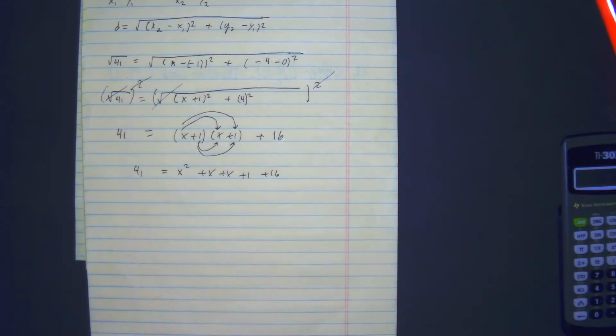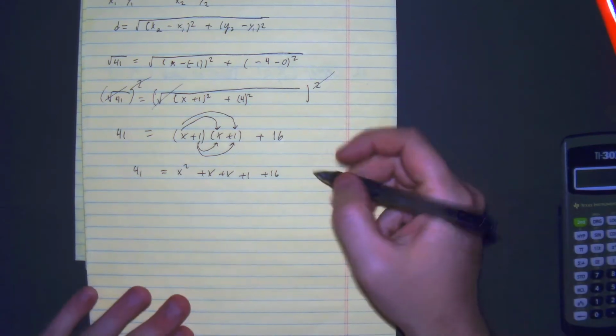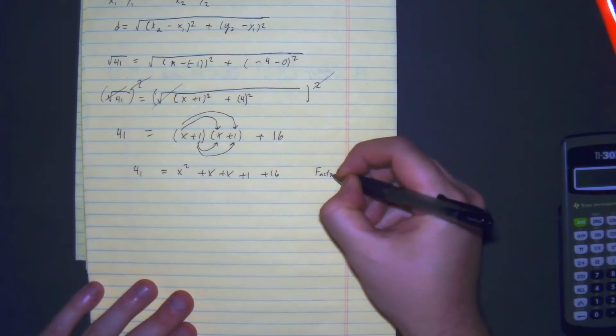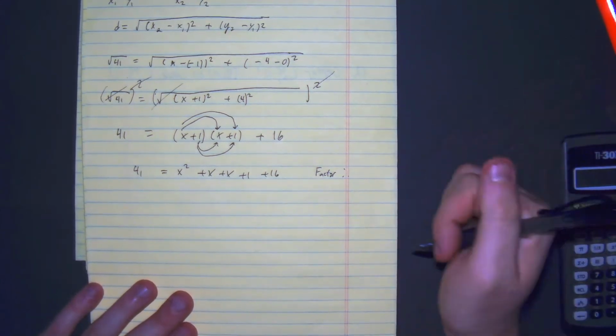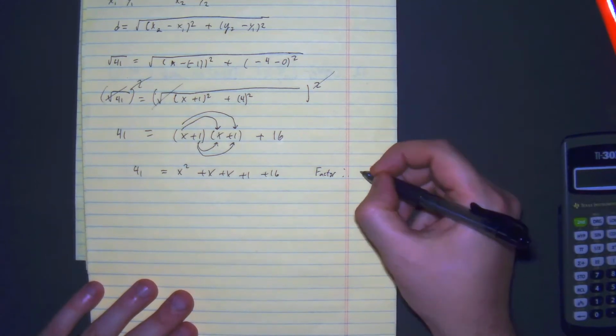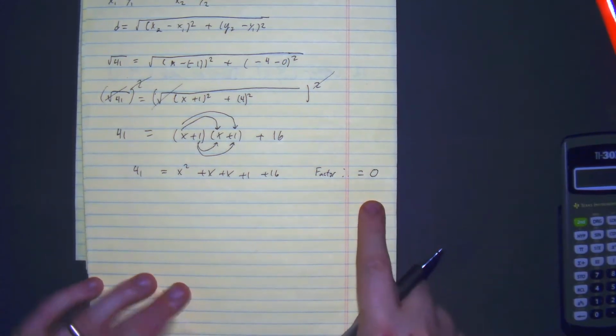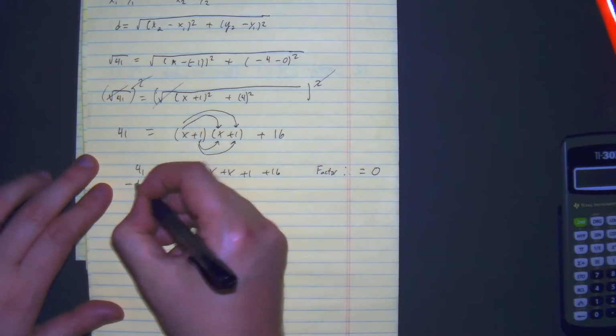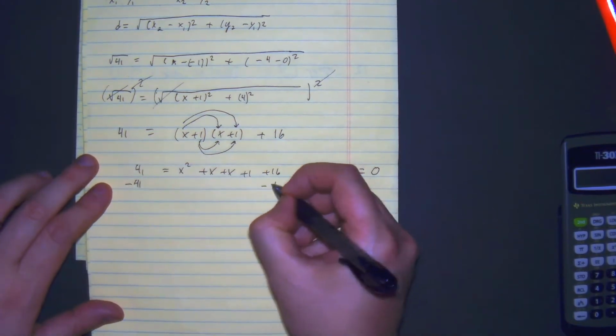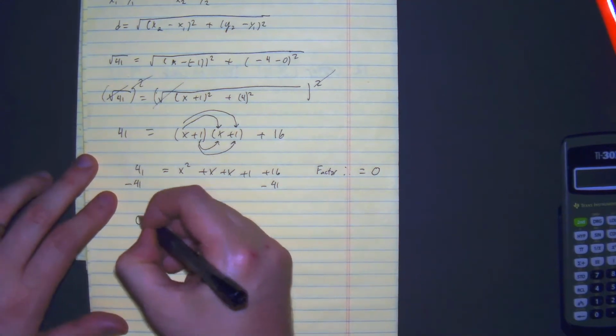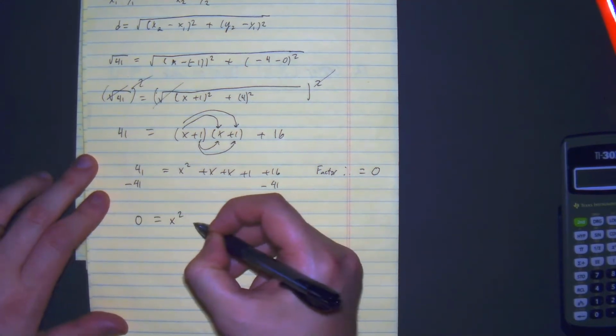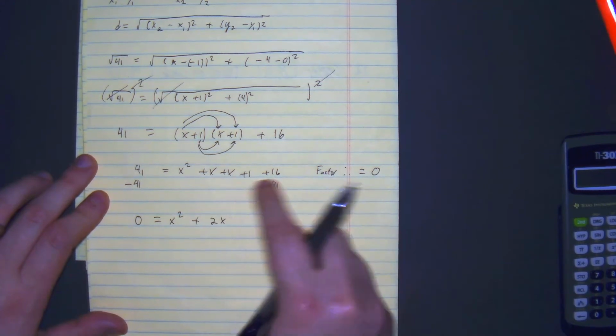Right here I see that I have a square, so as a result I do need to focus on factoring. Since I know I have to factor, therefore we need to equal the equation to 0. Okay? So to do that, I'm going to subtract 41 in one fell swoop. We're left with 0 is equal to x squared plus 2x, 17.